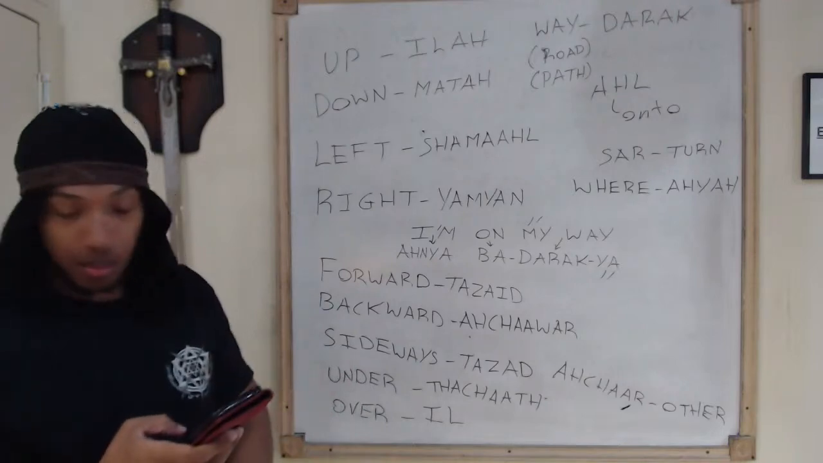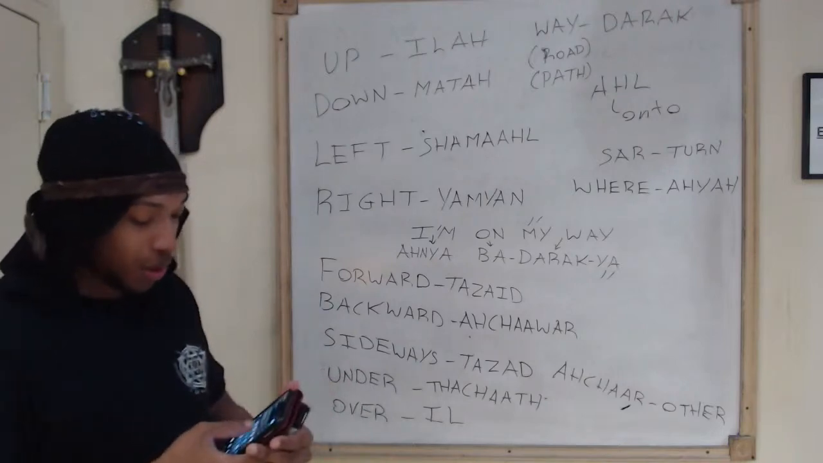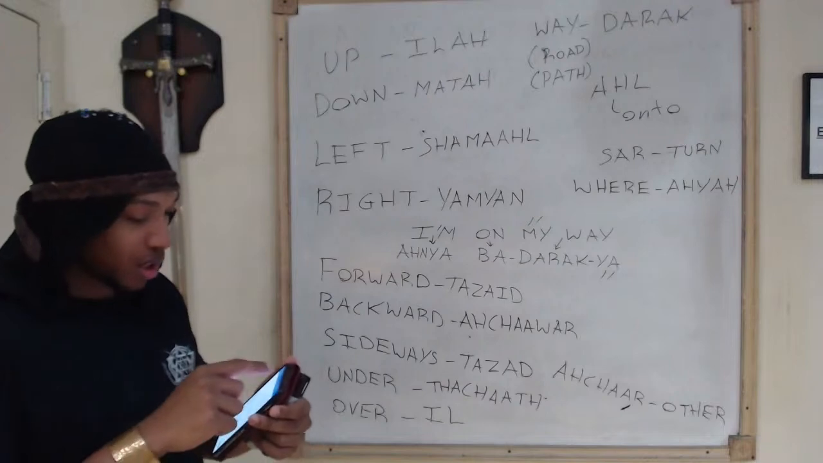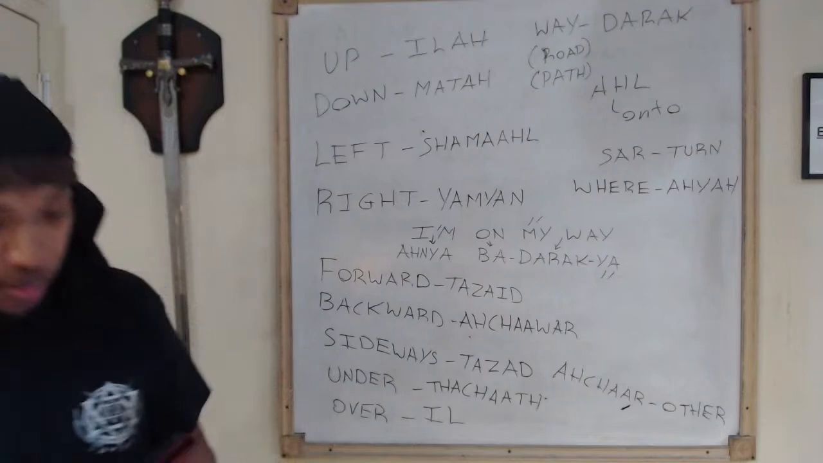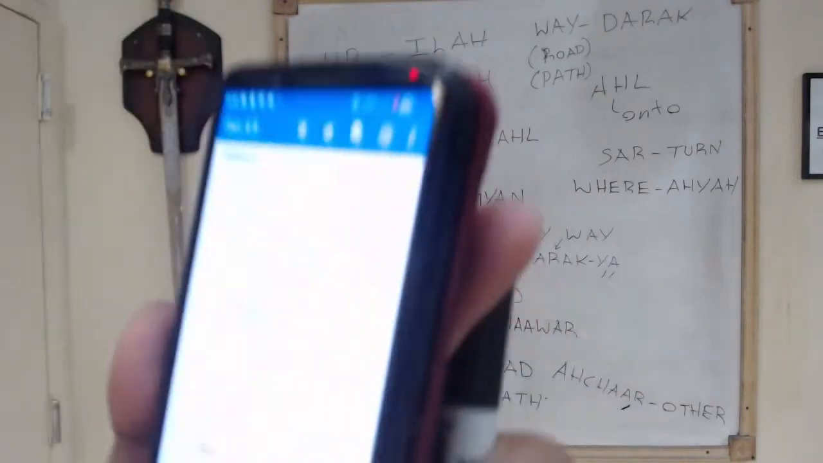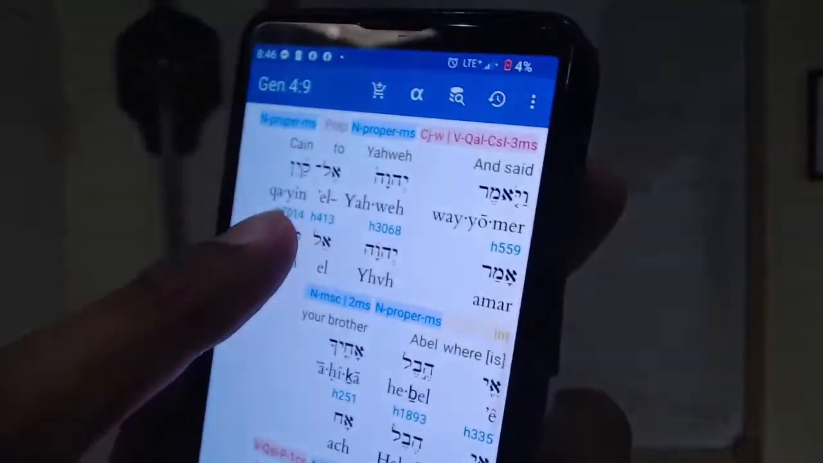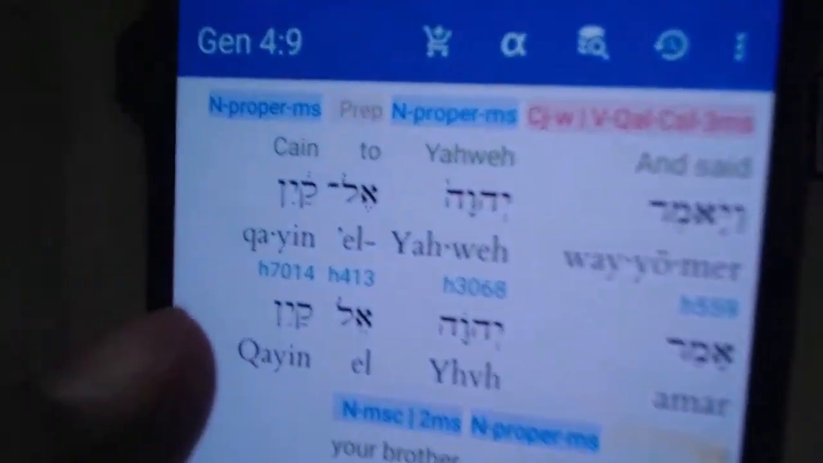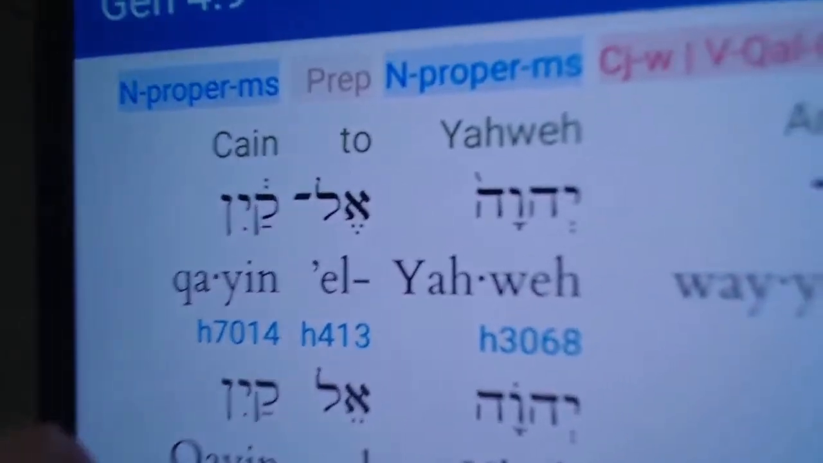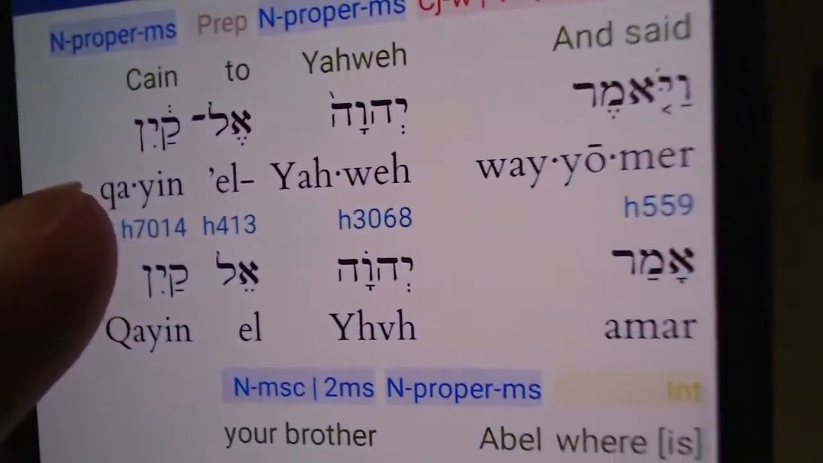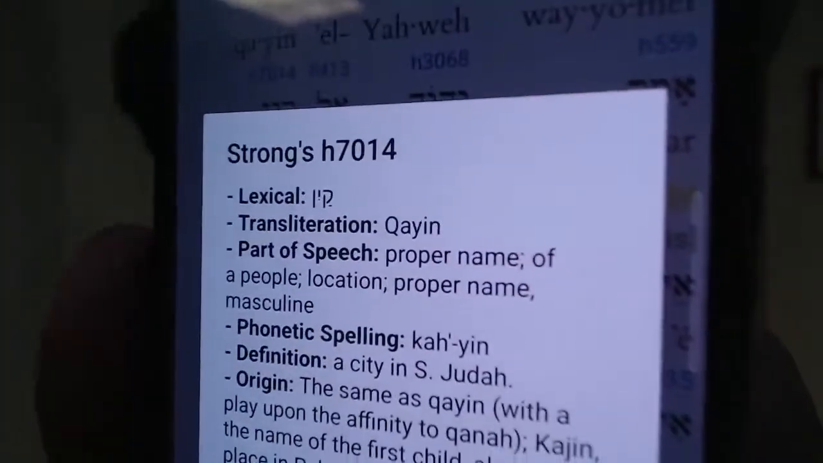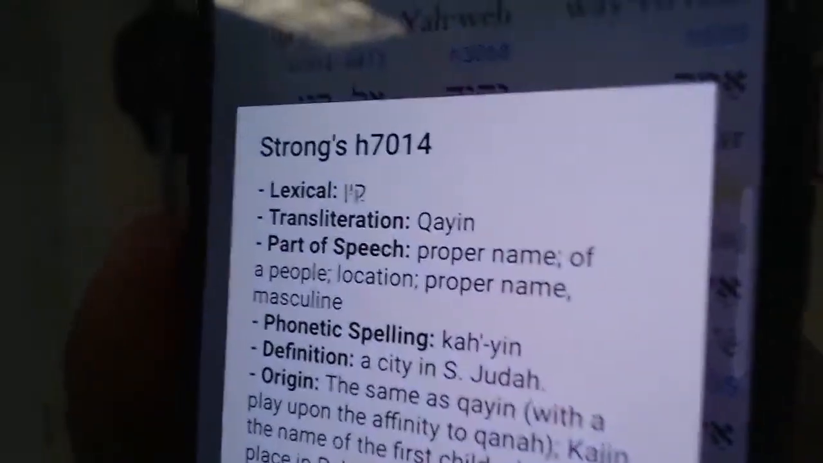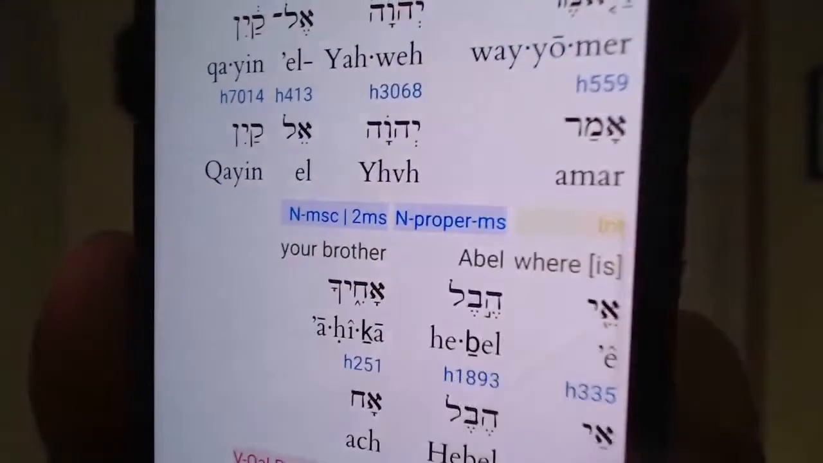Say again? Ayah. Genesis 4:9. Genesis 4:9, right? So go to Genesis 4:9. Okay, so I'll go to Genesis 4:9. And he said, Yahweh al Qayan. So Cain's name in Hebrew was Qayan. Right? Qayan. I got it in the second scripture. It's the same one used. Okay.